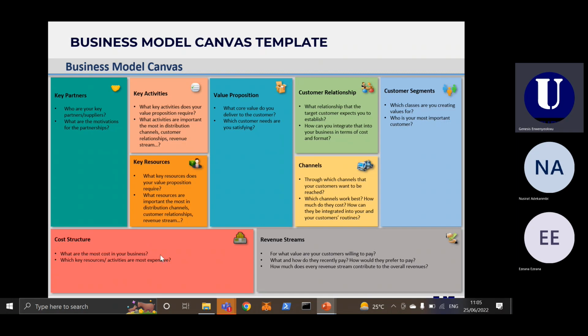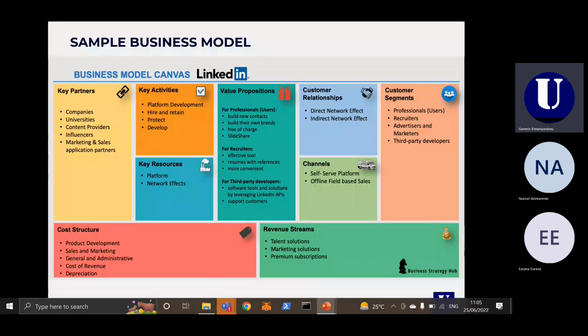So let's take a sample of a business model canvas that we have. Let's take a look at the LinkedIn business model canvas.